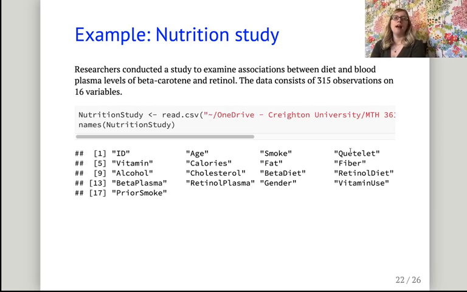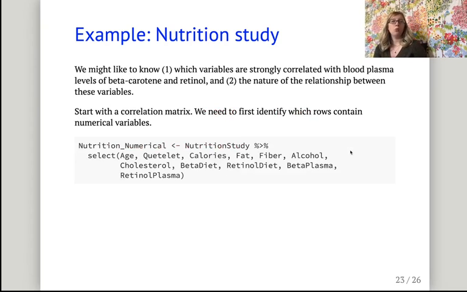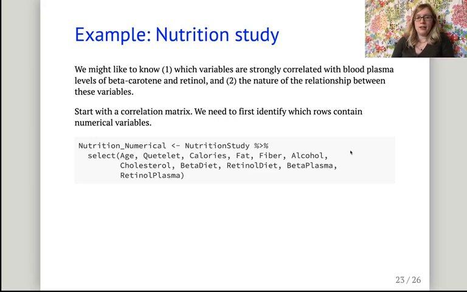So let's take a look at one final example with correlation. This is a study on nutrition. Researchers collected data on 16 variables from 315 subjects to try to see if there were relationships between diet and blood plasma levels of two elements, beta-carotene and retinol. We might want to know which variables are strongly correlated with blood plasma levels of beta-carotene and retinol. We'd like to know the nature of the relationship. So are they positively or negatively correlated?